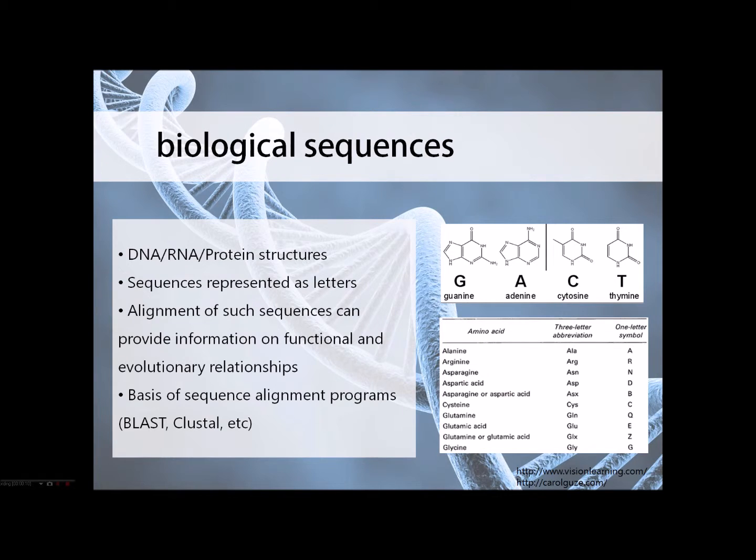As many may already know, biological sequences include DNA and protein structures and are often represented by strings of letters. For DNA, that includes G, A, C, T, and down here you can see letters representing various amino acids. Finding similarity in sequences can provide information on functional and evolutionary relationships. This problem is the basis of sequence alignment programs such as BLAST and CLUSTAL.